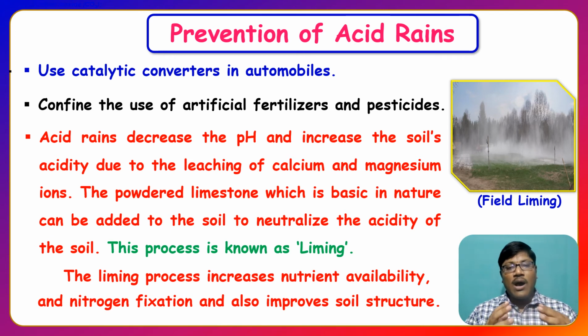Confine the use of artificial fertilizers and pesticides. We know that artificial fertilizers generally contain nitrogen, hence they act as a source of nitrogen oxides, which cause acid rain. Acid rain decreases the pH and increases the soil acidity due to leaching of minerals like calcium ions and magnesium ions. Hence, powdered limestone, that is calcium carbonate, which is basic in nature, can be added to the soil to neutralize the acidity of soil.